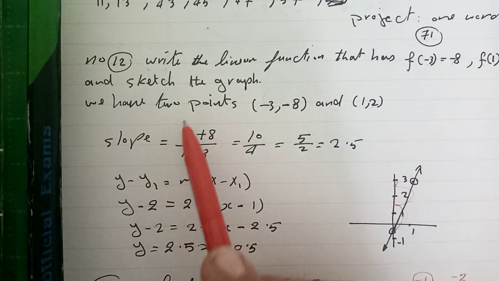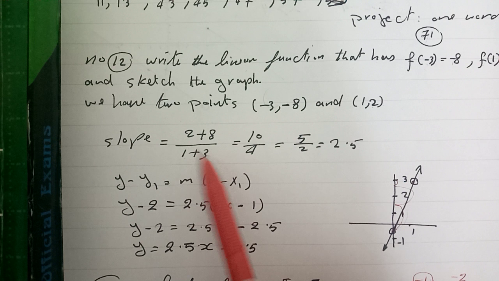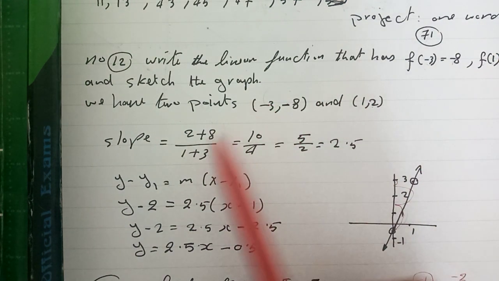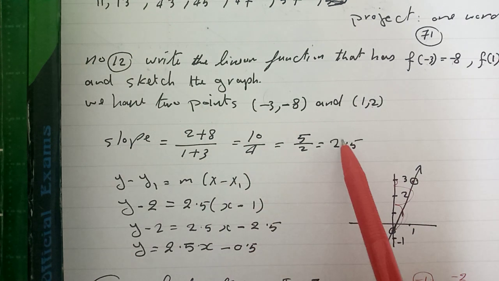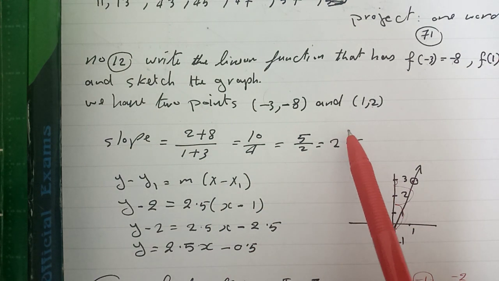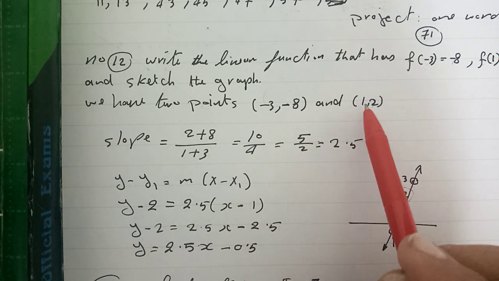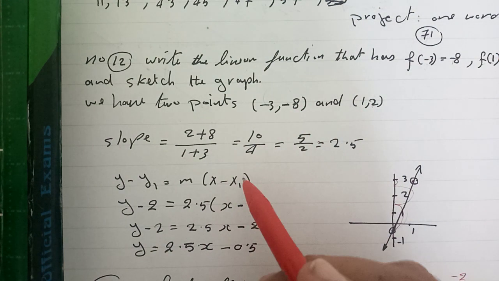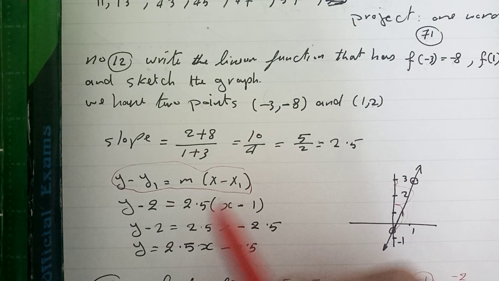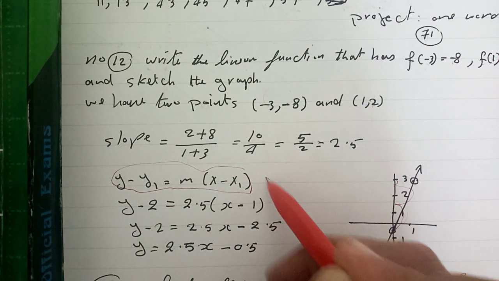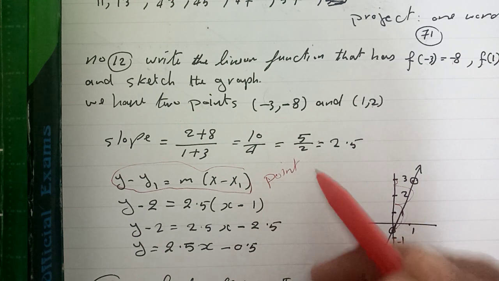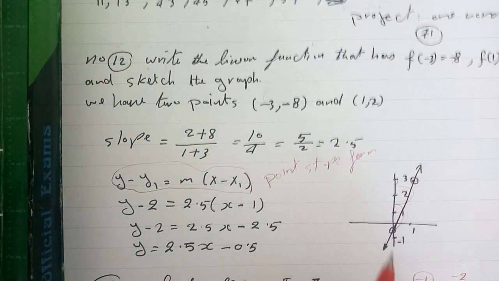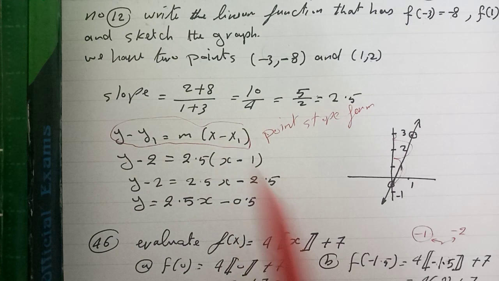The slope is y2 minus y1 over x2 minus x1, means 2 minus -8 over 1 minus -3, which is 2.5. This is the slope. By using the slope and one of these 2 points, either this or this, I can form the equation. This is called the point slope form of the equation. We use it when we have the slope and a point.